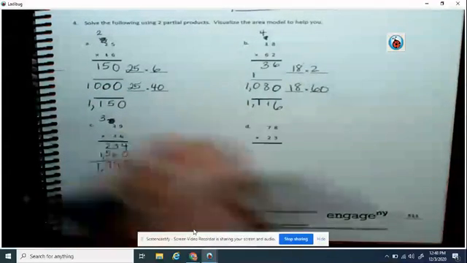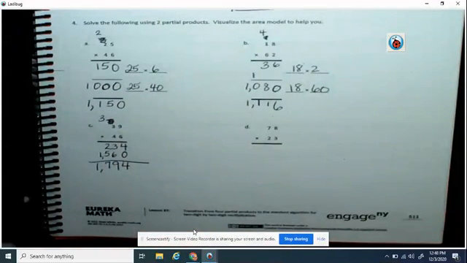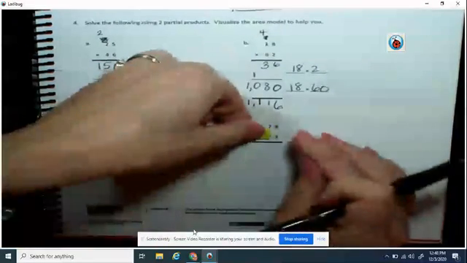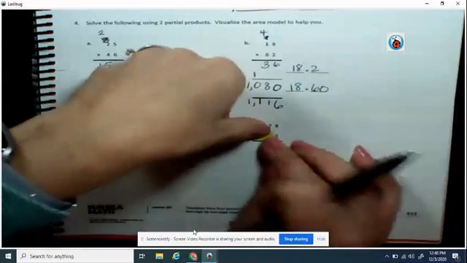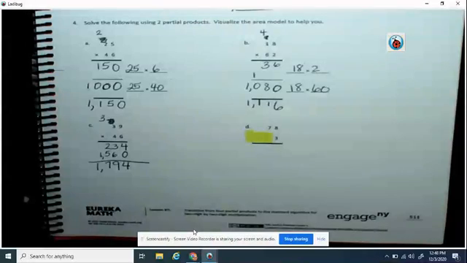Let's do another one, because I know you're like, Miss Collins, I'm starting to get it, but I just don't get it. It's okay. Everybody, it takes some practice. We're not going to worry about our tens. Cover them up. We're going to only worry about our ones.